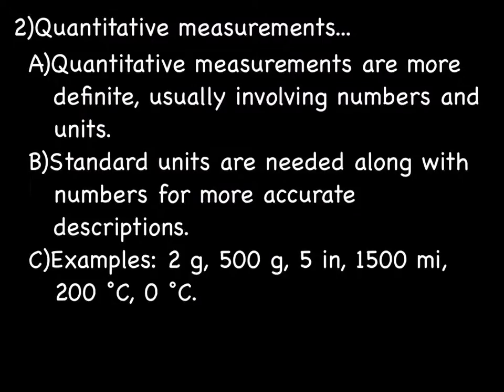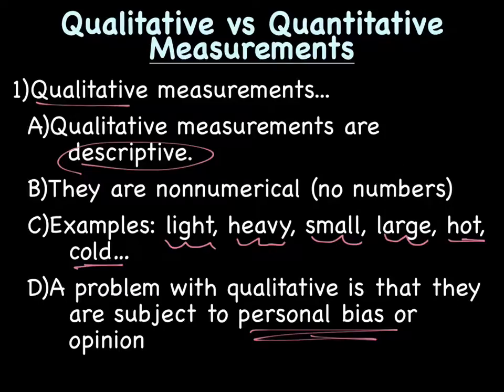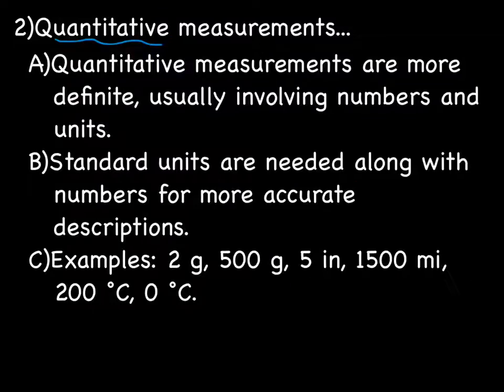And that brings us to quantitative measurements. Think of quantitative as the word quantity, where with qualitative, you think more of the quality. Quantitative measurements are more definite, and they usually involve numbers and units, and we'll talk about units in a little bit. Standard units are needed to go along with the numbers for a more accurate description.